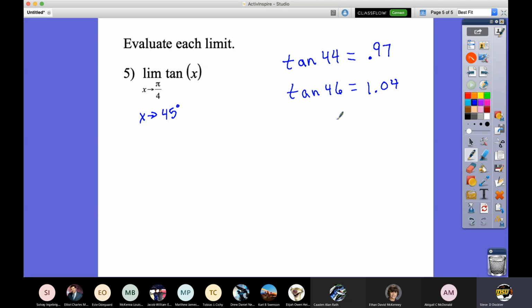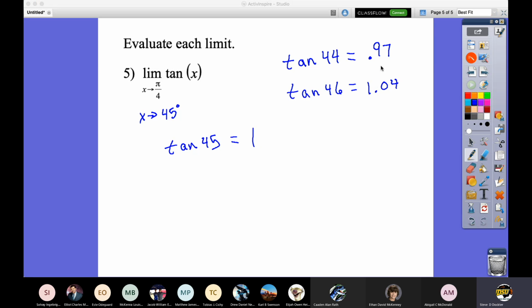And then tangent of 46. 1.04. Now, I probably skipped a step, didn't I? What is the very first step that we should be doing before we evaluate it from both sides? We should evaluate it at the point. If we evaluate tangent of 45, we would get a 1.